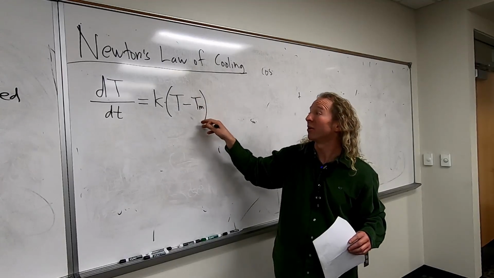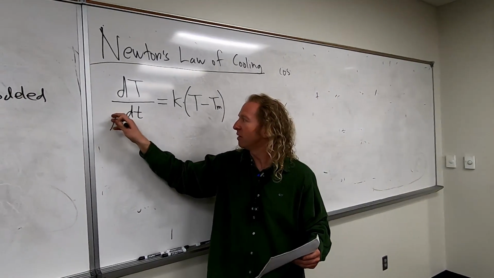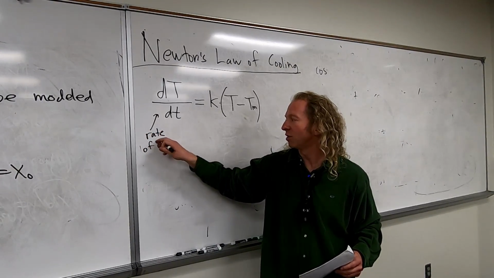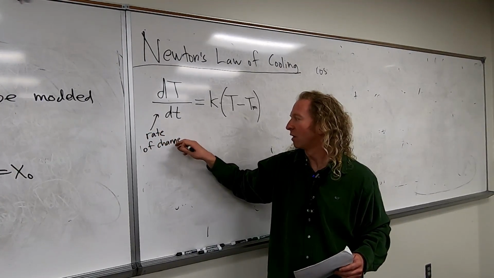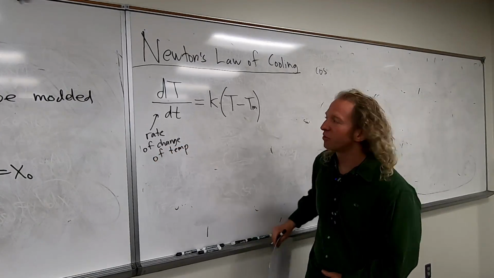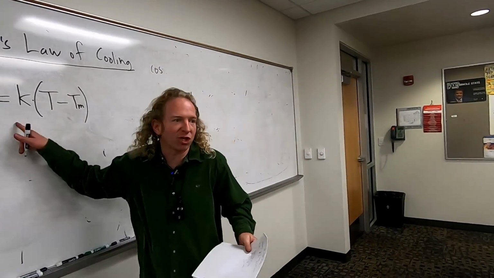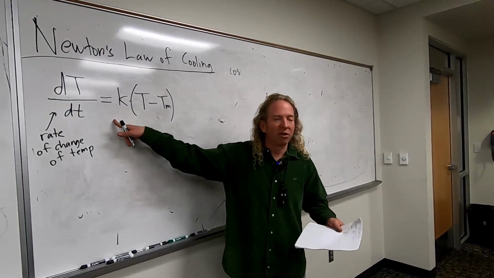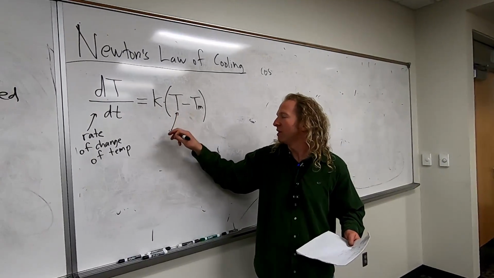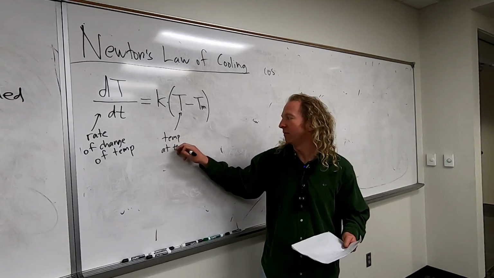And I'm going to write that down in words. I'm going to tell you what everything is. So this here is the rate of change of temperature. That's what that is. And k is your constant of proportionality. It is directly proportional to T, which is the temperature at time t.